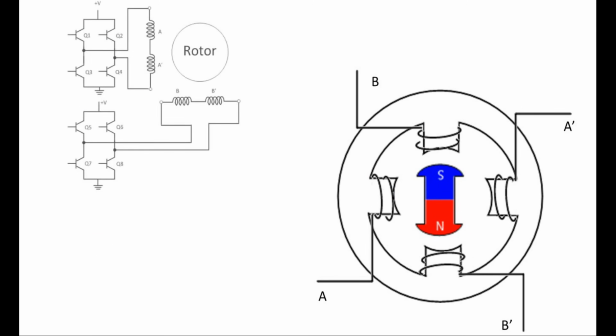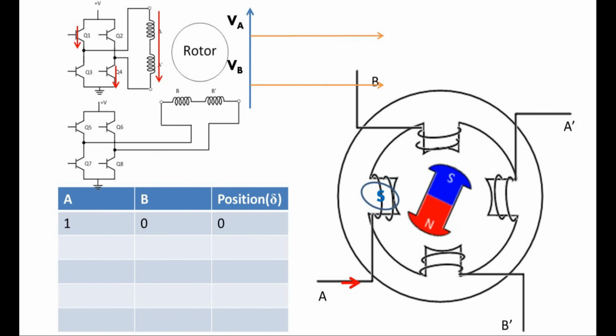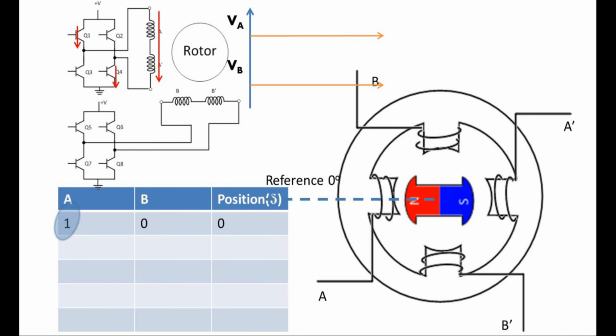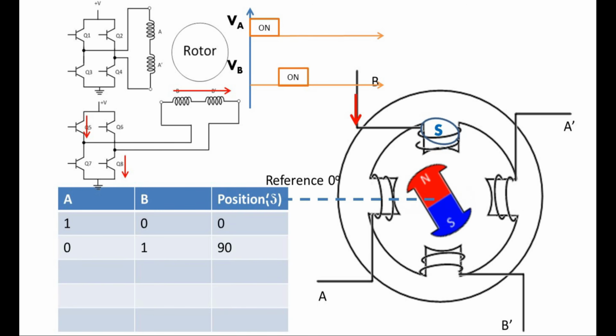A simple circuit arrangement for supplying current to the stator coils in the proper sequence is shown in this figure. Transistors Q1 and Q4 are turned on to create an S pole under the A winding. The stable rotor position as shown is considered the reference 0 degree position. Note that positive excitation of a winding is considered as 1 in the truth table, and negative supply of a winding will be termed as -1. To excite winding B, transistors Q5 and Q8 are turned on, creating an S pole under the B winding and an N pole under the B prime winding.